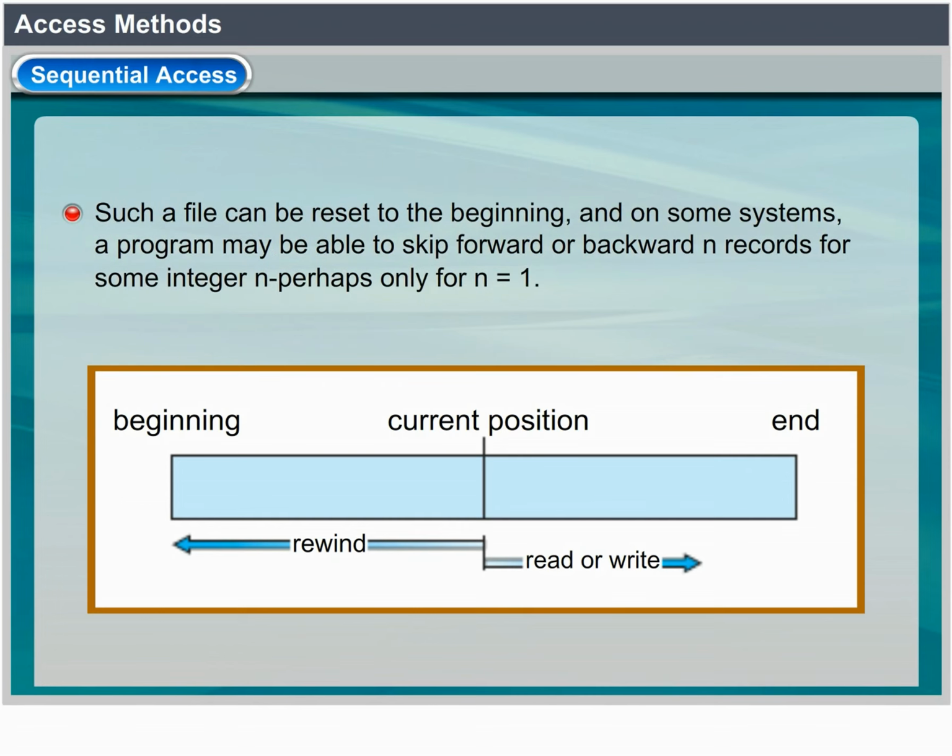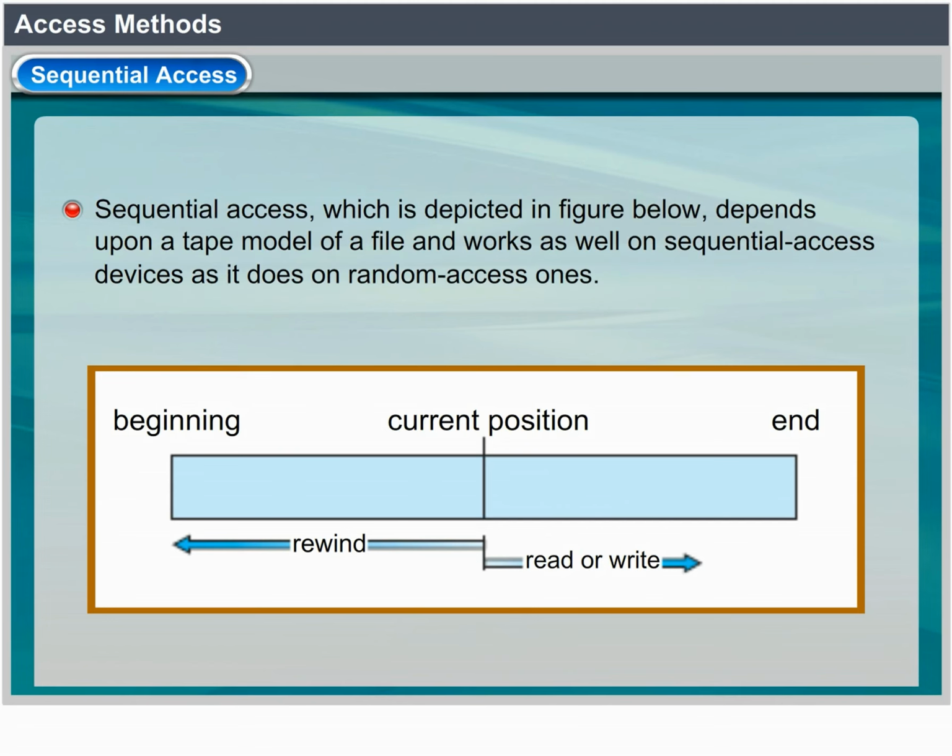Such a file can be reset to the beginning, and on some systems, a program may be able to skip forward or backward n records for some integer n, perhaps only for n equals 1. Sequential access, which is depicted in the figure below, is based on a tape model of a file and works as well on sequential access devices as it does on random access ones.